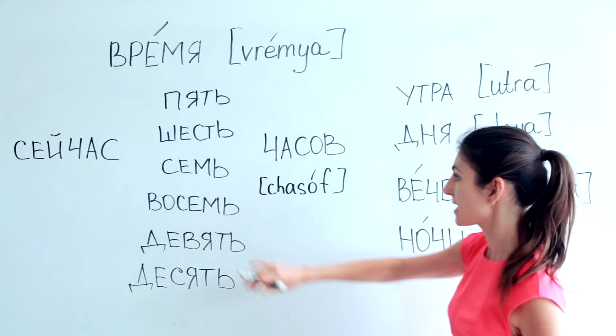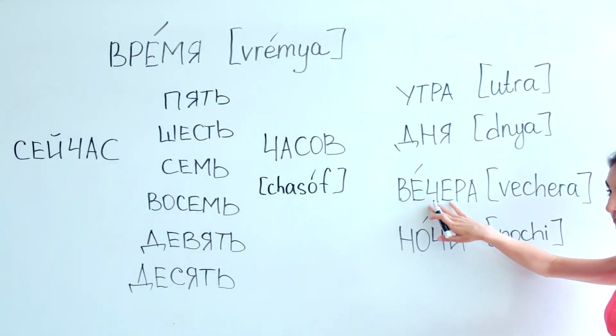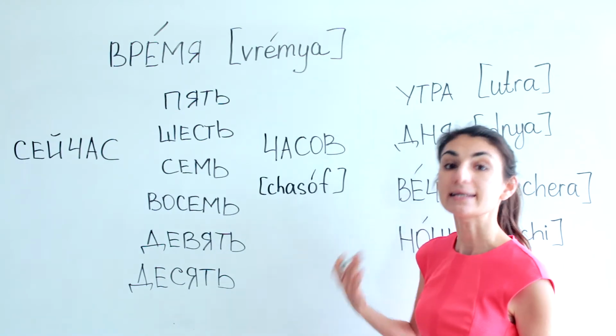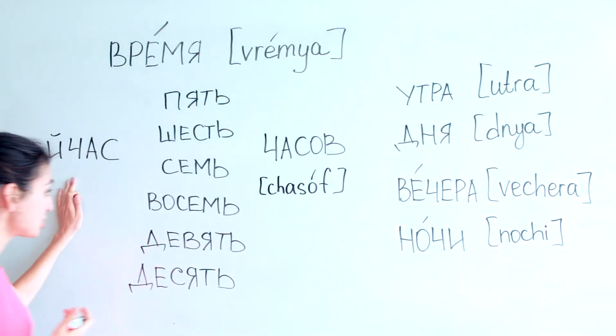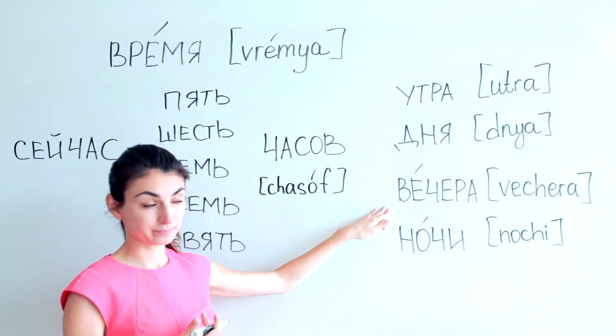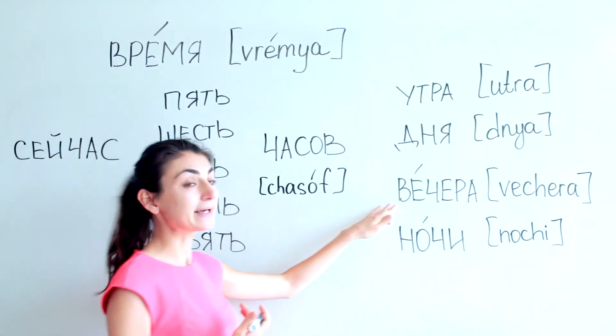So let's practice. Сейчас 7 часов вечера. Now it is 7 o'clock in the evening. Сейчас 8 часов вечера. Now it is 8 o'clock in the evening.